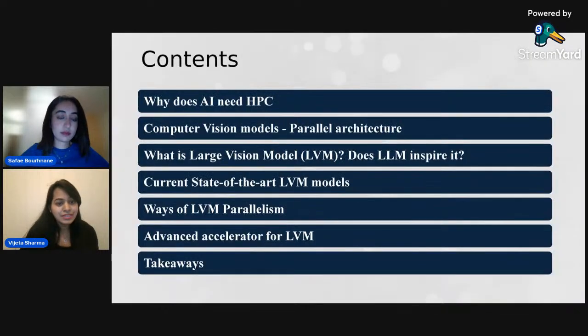I'll start with the contents. I'll start by talking about why AI needs HPC. This is the key question for all the researchers of HPC and AI. Why do computer vision models depend heavily on HPC systems, and what are large vision models? Then the current state of the art large vision models, and different approaches to train those large vision models in a parallel manner on different HPC systems, along with the advanced accelerators which are specialized for large vision models, and the takeaways which we learned from this session.